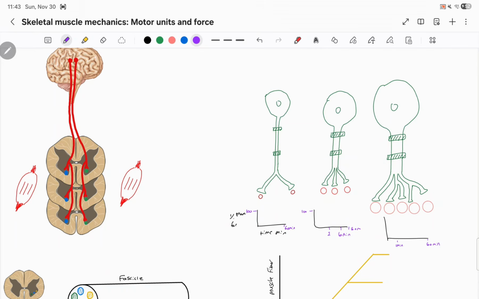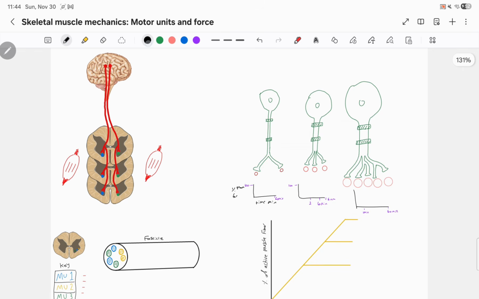In today's video, we're going to talk about skeletal muscle mechanics, motor unit recruitment, what they are, and force production. And at the end, we'll talk a little bit about fiber type distribution in skeletal muscles of athletes and non-athletes and adaptations to exercise. Okay, so without any further ado, let's get started.